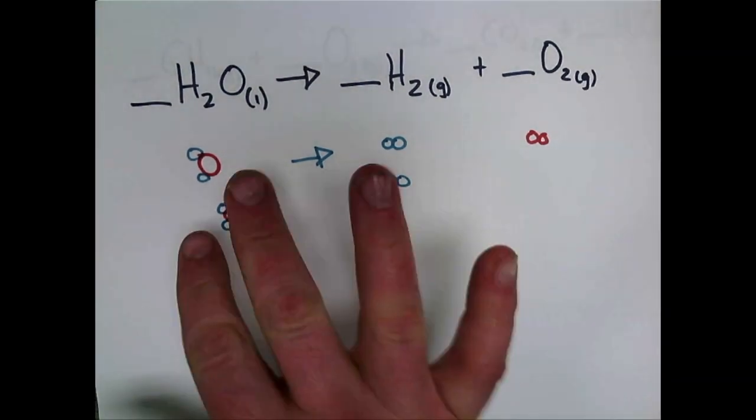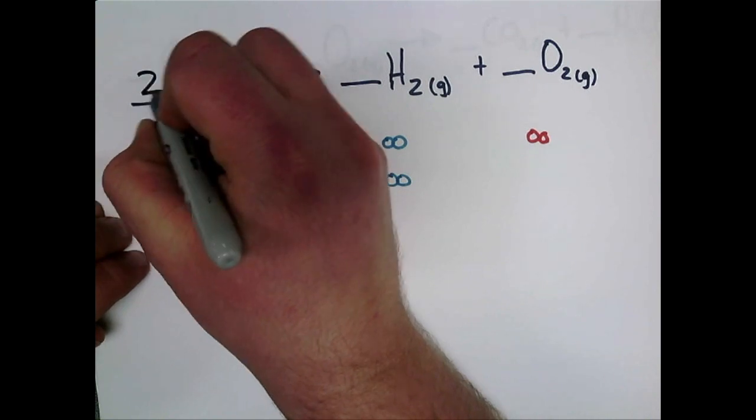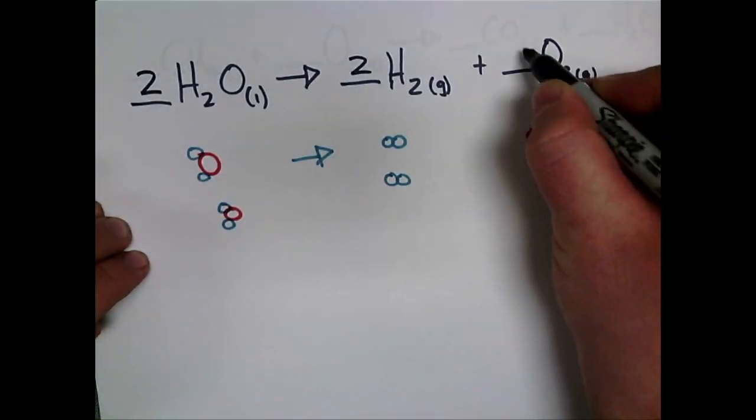You just kind of go back and forth and keep adding until you hit the point where they are balanced. So the coefficients here are going to be 2 for the water, 2 for the H2, and 1 for the O2.